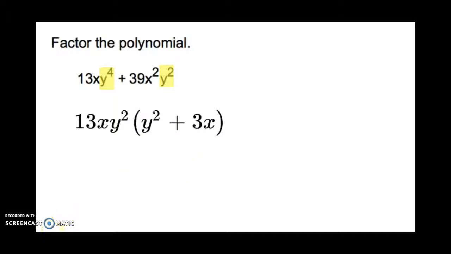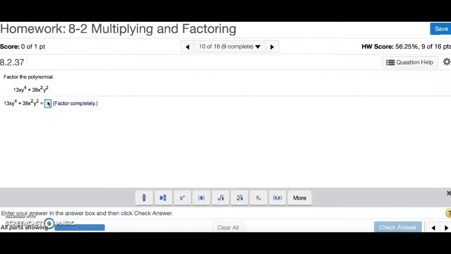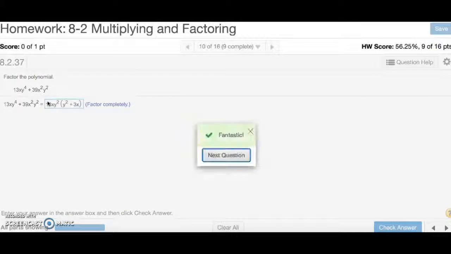So let's type that in. So typing in, we have 13x y squared, in parentheses, y squared plus 3x. That's number 10.